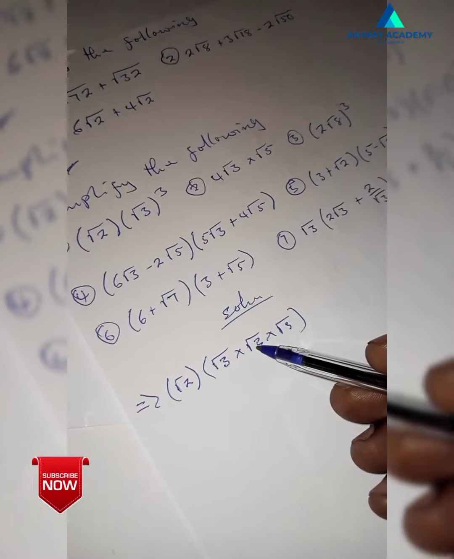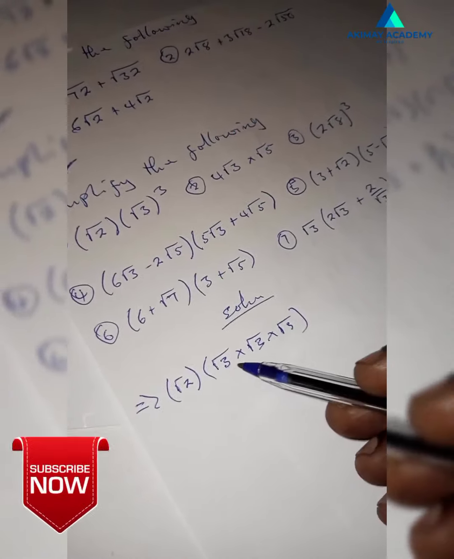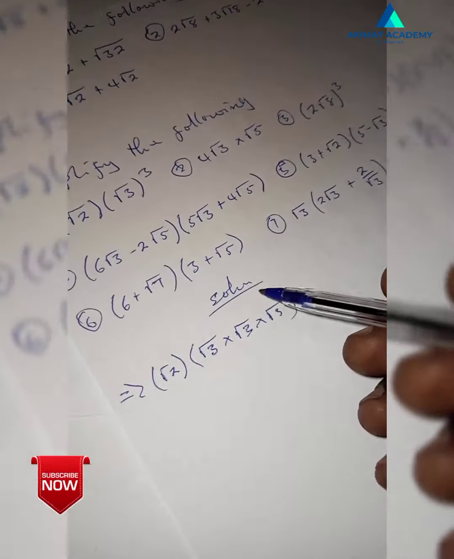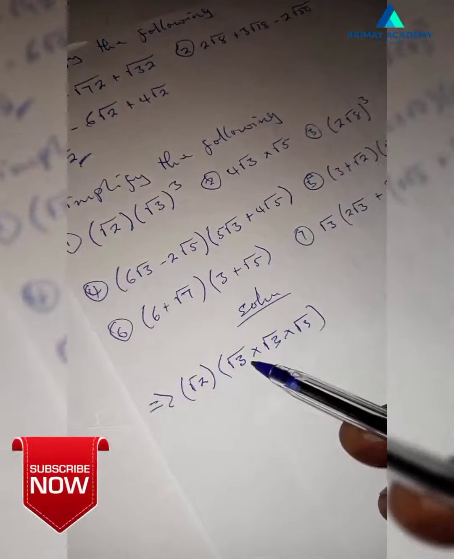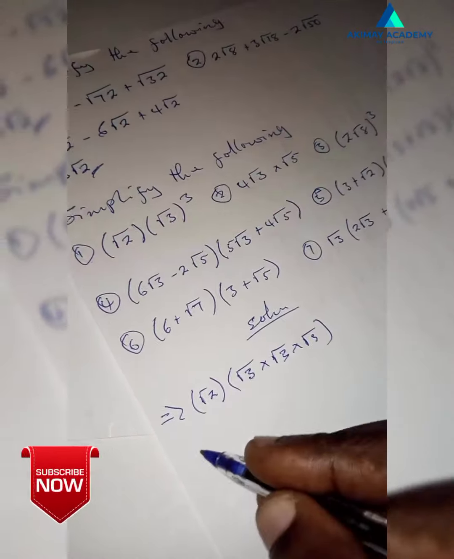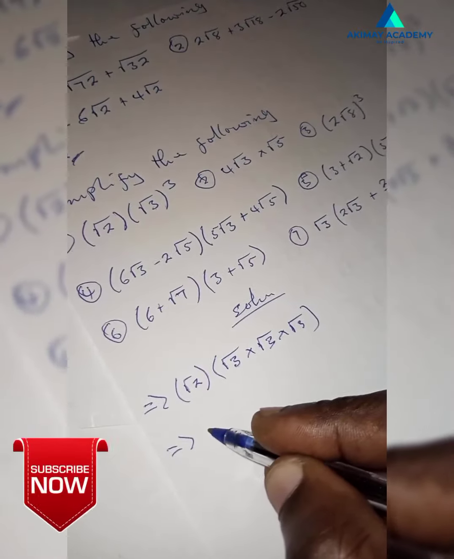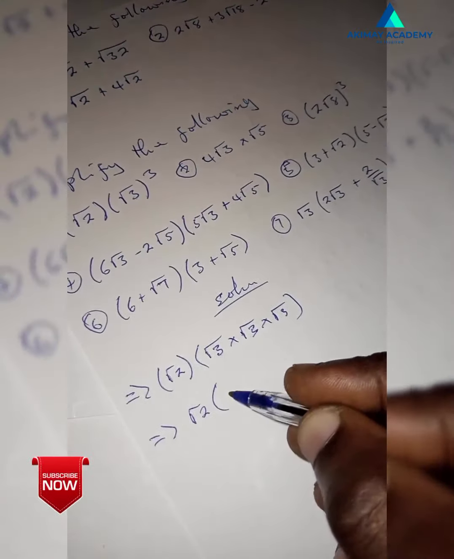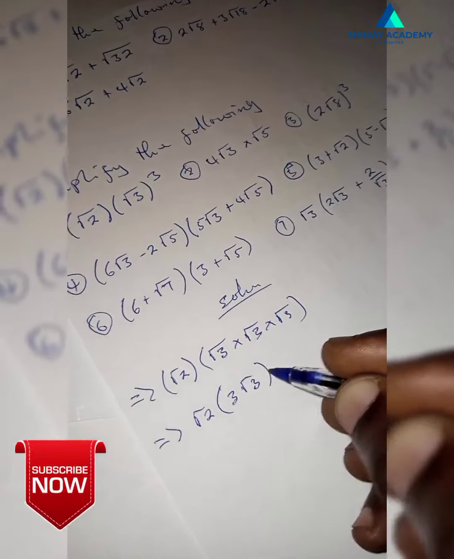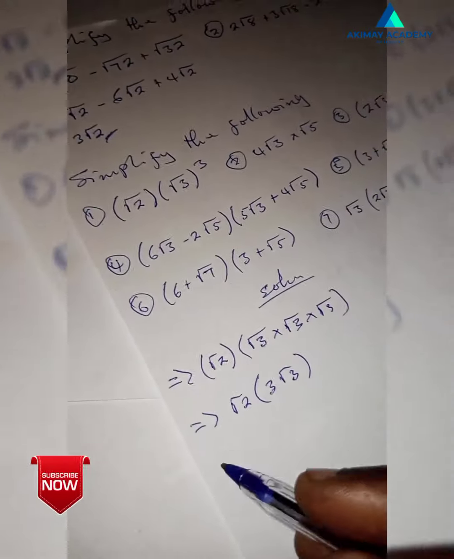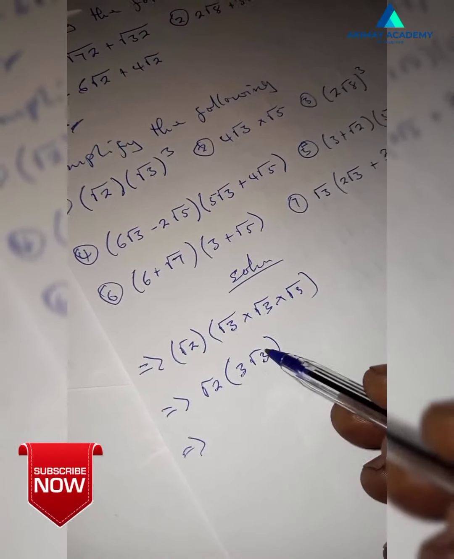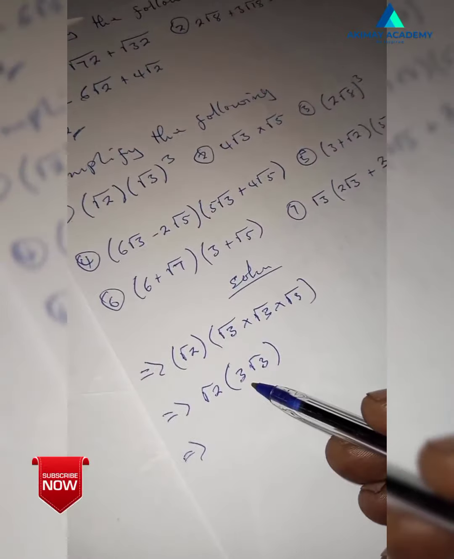Root 3 times root 3 gives root 9, and the square root of 9 is 3. That's why whenever the numbers are the same, when you multiply them, you get that same number. So here we are going to have root 2 multiplying 3 root 3. Now, in terms of multiplication, when the values under the radical signs are not the same, we can still multiply.